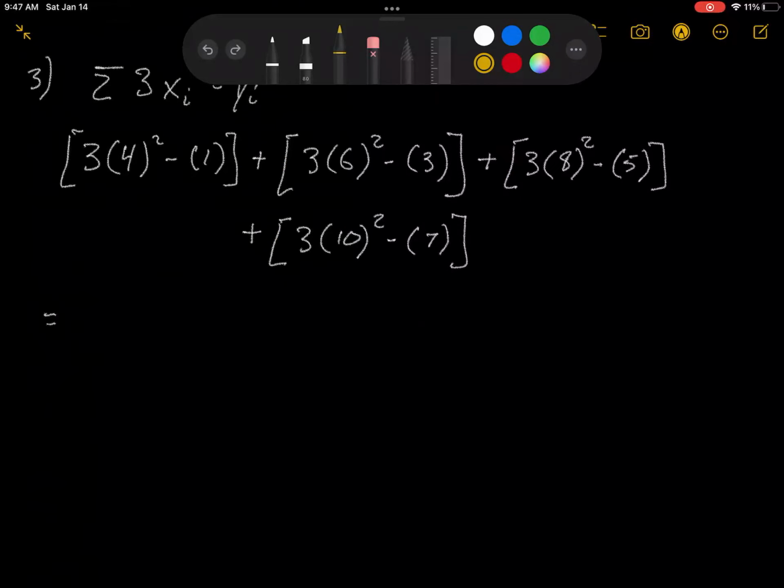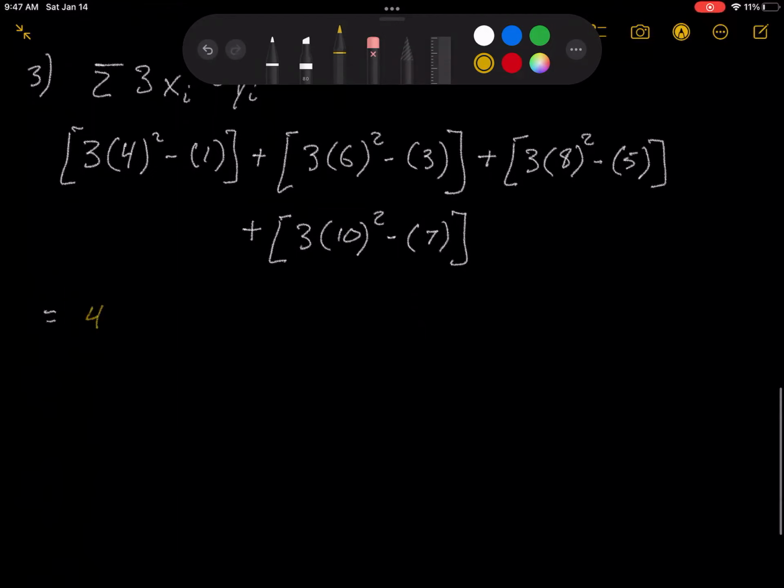All right, so the first term in the sum, 4 squared is 16. 16 times 3, what is that? I get 48. 48 minus 1 is 47. Try to do this in different colors. I'll then add to that the next term in the sum. The next term in the sum, 6 squared is 36. 36 times 3 gives me 108. And if I subtract 3 from that, I get 105.